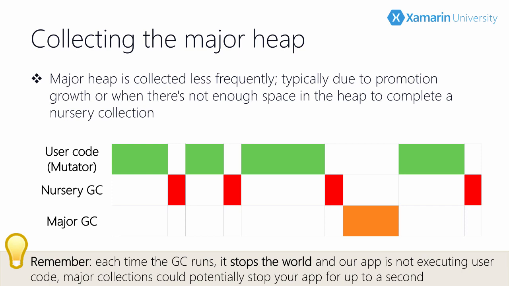And remember, this is a stop the world collection. So while we're doing these collections, our app is not running. Now, Desktop Mono does have what's called a concurrent collector, and .NET does as well. And the idea behind a concurrent collector is that we can do some of this work, in particular the walk to find all our live roots, while the rest of our app continues to run.